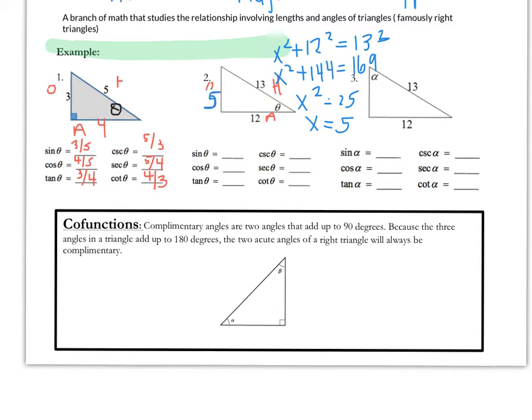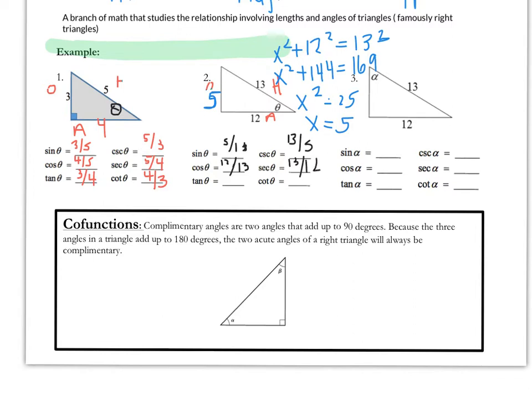So now I'm good to go ahead and fill out my ratios. So sine of theta is opposite, which is 5, over hypotenuse, which is 13. Cosecant is the reciprocal, so 13 over 5. Cosine is adjacent, so 12 over hypotenuse, which is 13. So secant is the reciprocal, so it's 13 over 12.